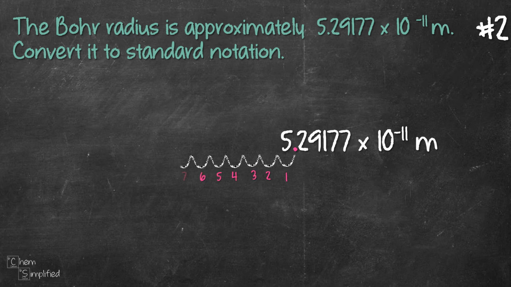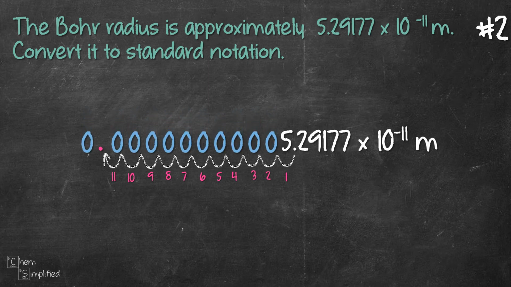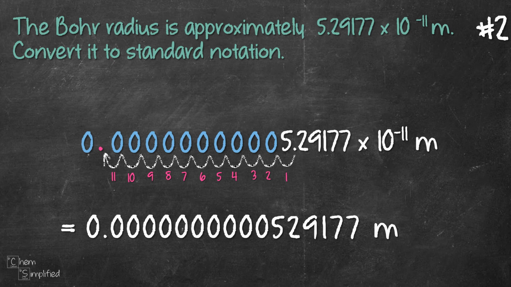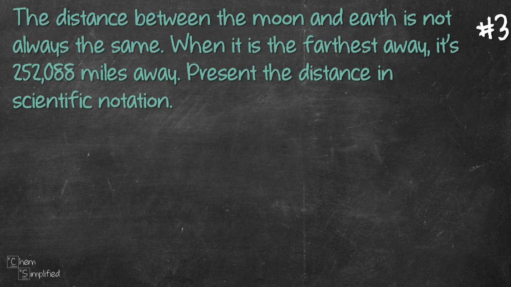It's 11 times because we have the exponent -11. It's to the left because it's a negative exponent. Let me fill in with zeros to make it clearer. There we go. So the final answer is 0.10 zeros 529177 meter.